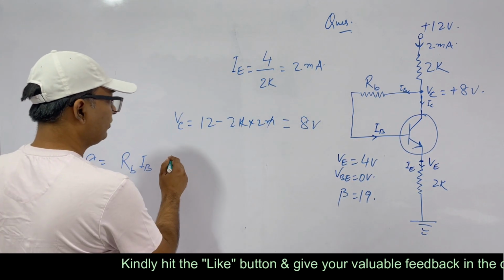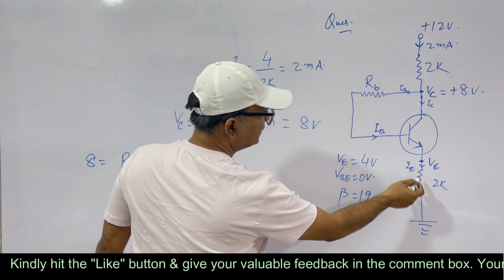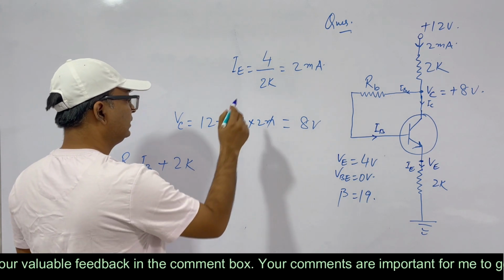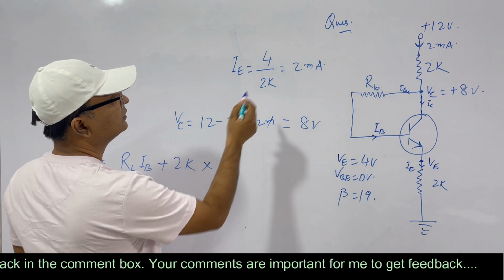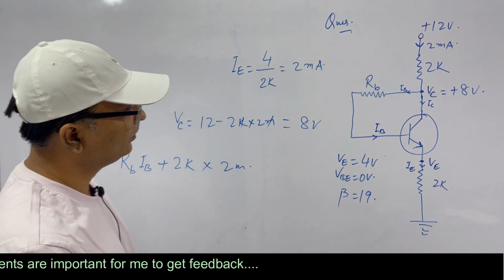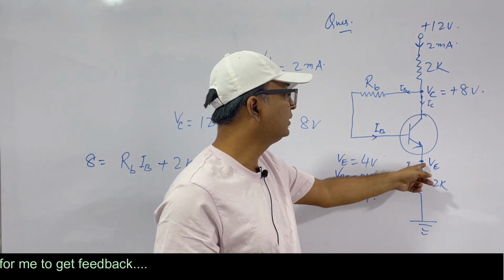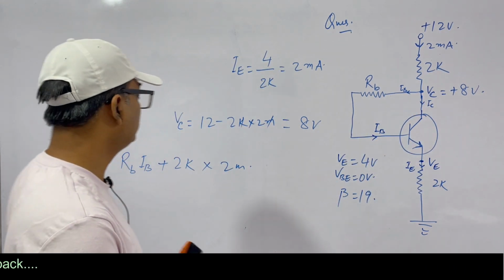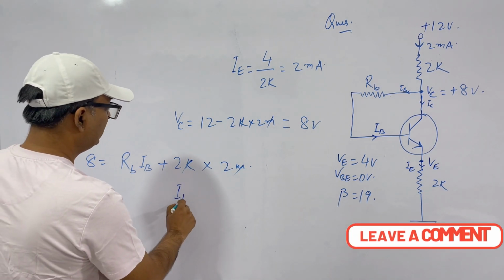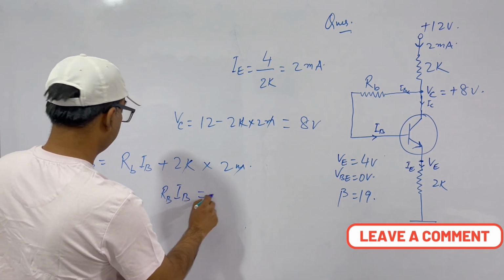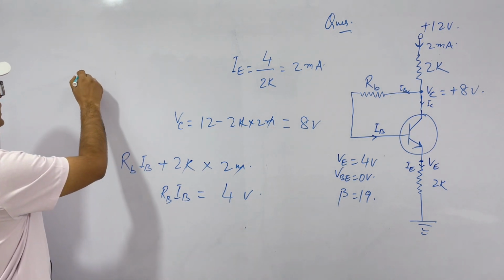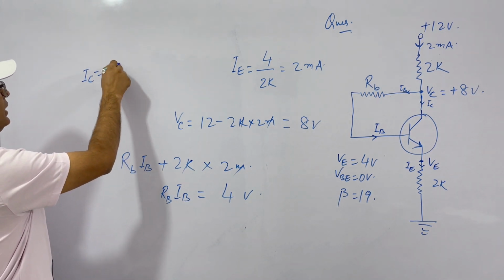Plus this is negligible, so this is the voltage, 2K into IE. And what is IE? IE is given. IE is 2 milliamperes. Clear? Or we could have done this also, that 8 minus 4 is equal to basically RB into IB. We will have the same result. So 8 minus 4, that is IB into RB is equal to 4 volts.